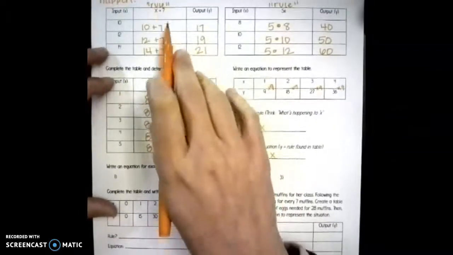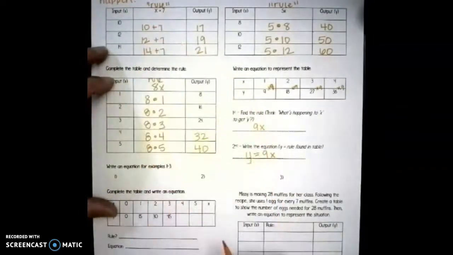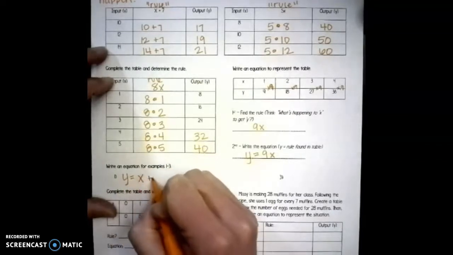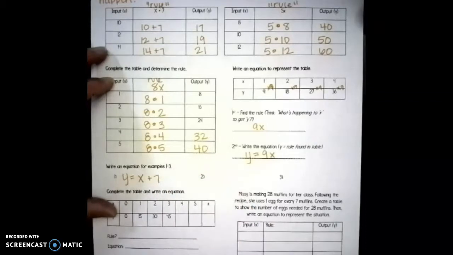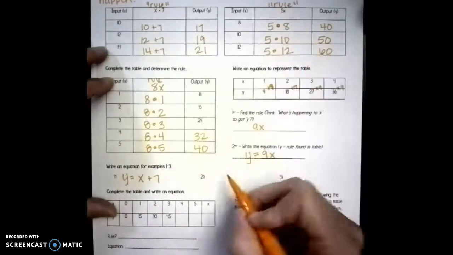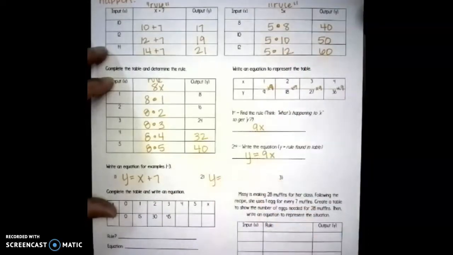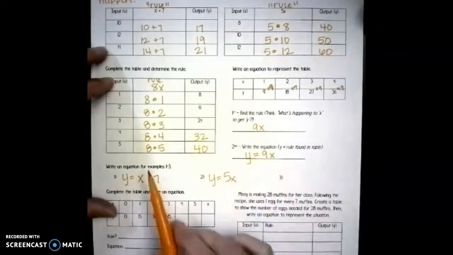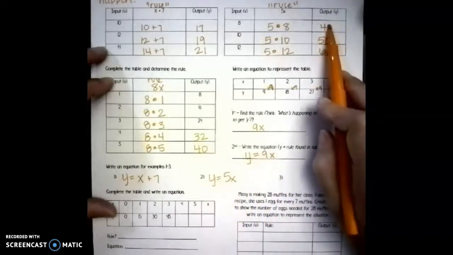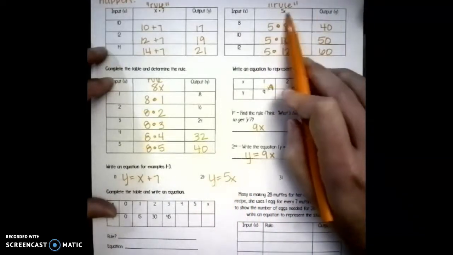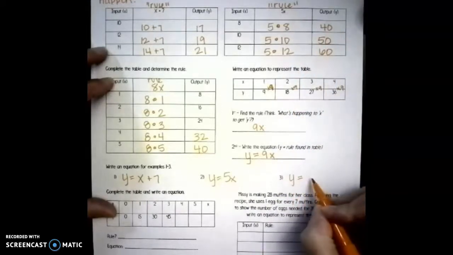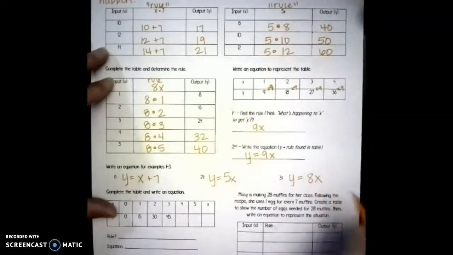Okay, so for this next one, it says write an equation for examples 1 through 3. Number 1, what was our rule? x plus 7. So y equals our rule of x plus 7. Ta-da! The second one, we know that we need to have a y equals to be an equation. Our rule, 5x. And guys, think about this. y equals 5x. Isn't that so fun? And the third, y equals 8x. Okay?